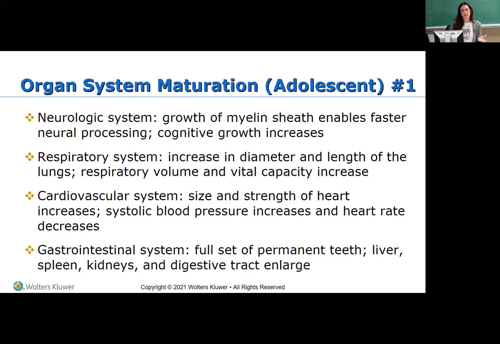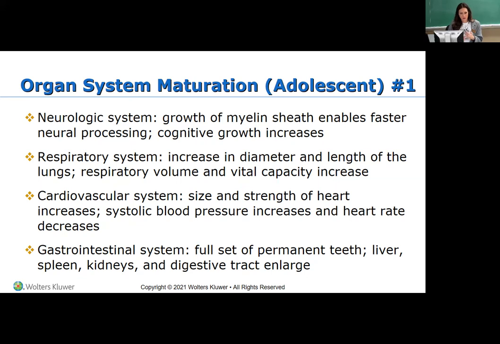The respiratory system starts beginning to look like an adult's, so they increase their diameter. Of course, their respiratory volume increases, and so does their vital capacity. As far as their cardiovascular system, the size and the strength of the heart increases.